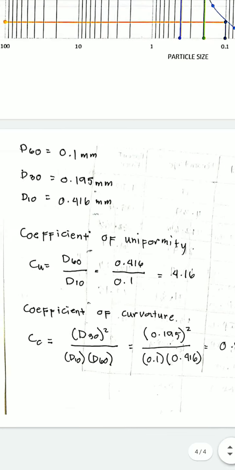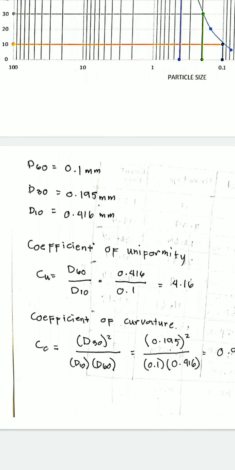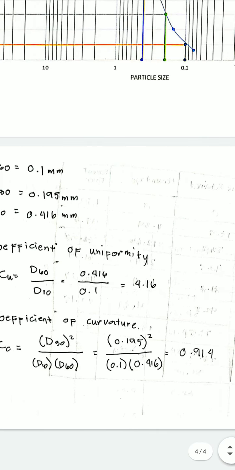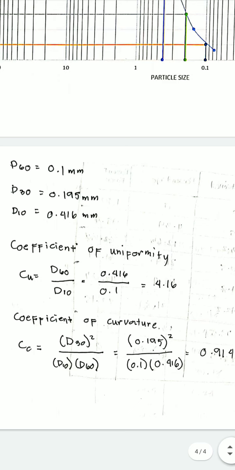So to find the coefficient of uniformity, the formula is the coefficient of uniformity is equal to D60 over D10. D60 is 0.416 divided by 0.1, so the coefficient of uniformity is 4.16.